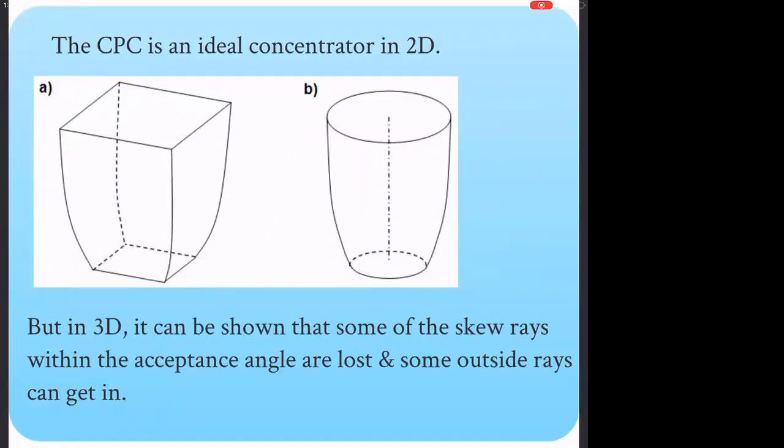Now, of course, so far we've only talked about 2D. What we have shown, not mathematically but at least in a qualitative sense, you can prove mathematically: the CPC is an ideal concentrator in 2D. In 3D, it can be shown that this is not an ideal concentrator. Some of the skew rays are lost. So that's something you should be aware of.